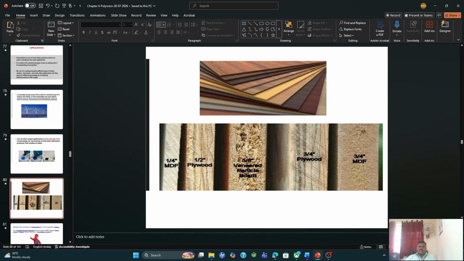This polyurethane can also be used as a composite material because if you compress it with many sheets, the quality of the material, the hardness, and the stiffness will be higher. That will be used for heavy load applications.